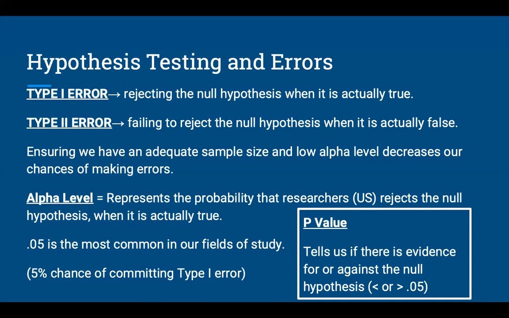Now, as a quick review from last time, what is an alpha level and p-value, because these are going to interplay together to ensure that we're either accepting or rejecting the nulls. The alpha level represents the probability that us as the researchers will reject the null hypothesis when it's actually true. And what we've studied is that about 0.05 is usually the most common in our fields of study, which translates to about a 5% chance of committing type 1 error. What's type 1 error? That's when we reject the null when it's actually true.